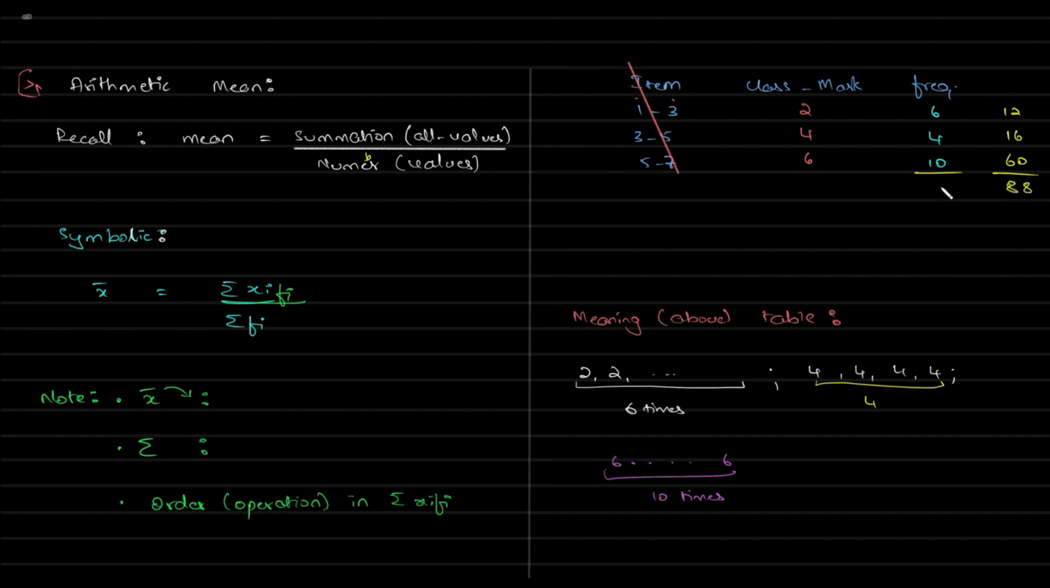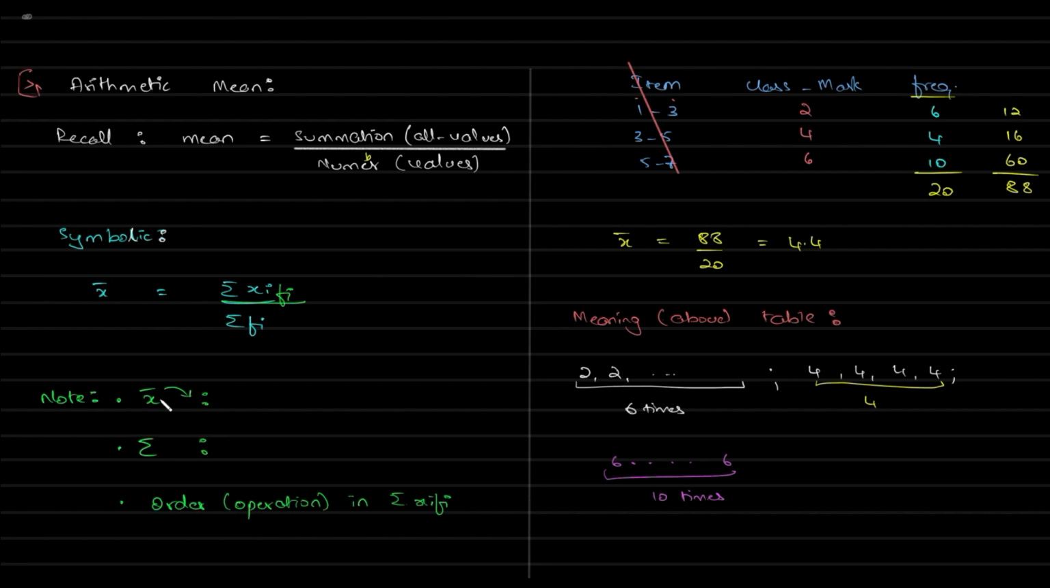So is it not the same thing as this? That's the whole idea of frequency. So 6 plus 4 plus 10, that's 20. Right? So mean will be equal to 88 by 20. That is 4.4.